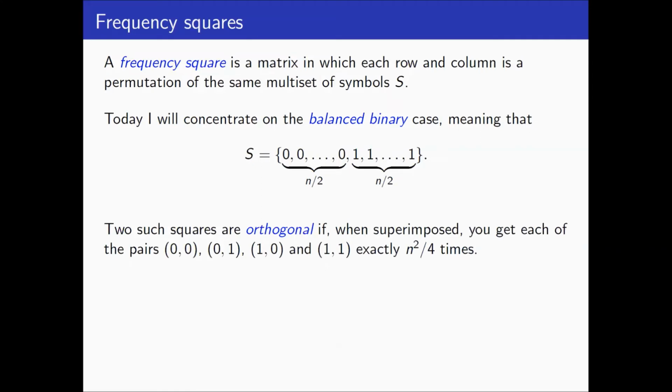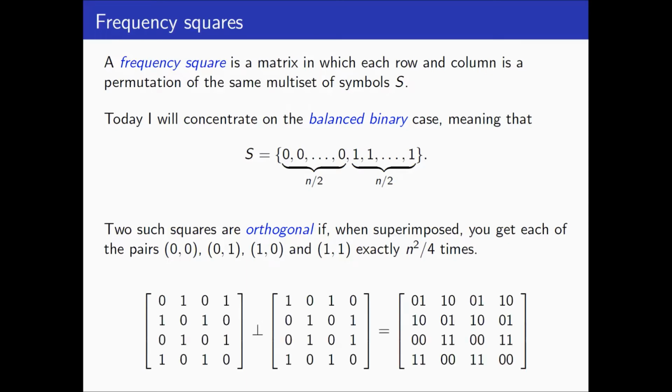My notion of orthogonality means superimpose the two matrices and then look at the ordered pairs that you get. There are 4 possible ordered pairs: 0,0, 0,1, 1,0, and 1,1. And we have the same number of zeros and the same number of ones, so it's plausible that we get the same number of each of these pairs. And if we do, I will say that the squares are orthogonal. So here's a very simple example to make sure we're all on the same page. Here are 2 binary balanced frequency squares, put them together, and I see 4 times 0,0, 4 times 1,1, 4 times 0,1, and 4 times 1,0. Okay, so that's what I'm talking about.